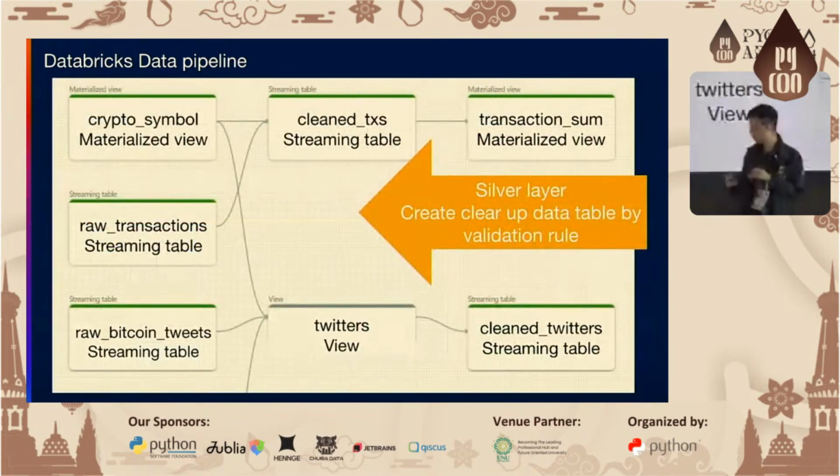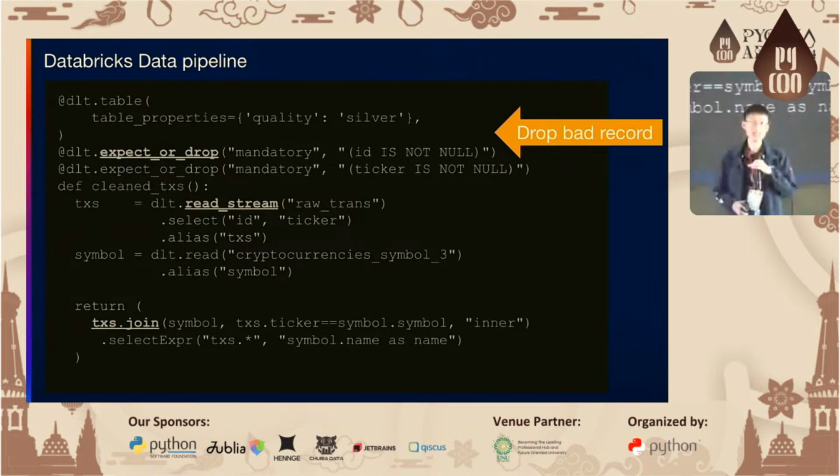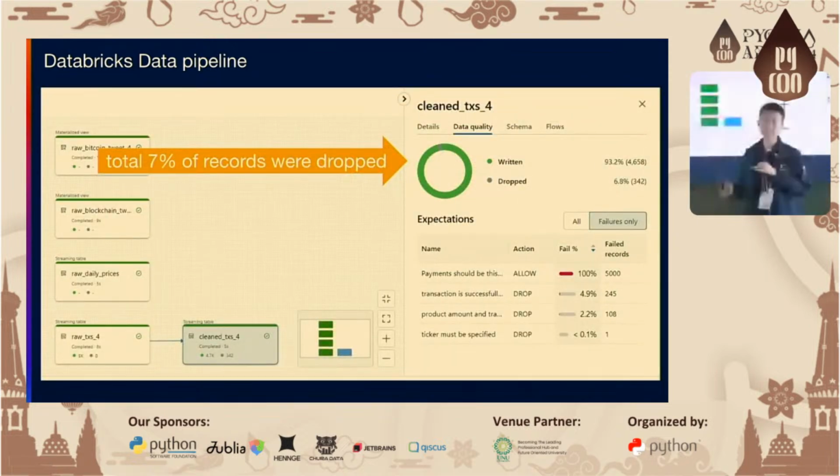Okay, next. Here, in the middle, is the silver layer. I create the schema to only store the useful information. Here, I set the rule. The rule is to drop the records without ID. Those are bad records. I don't need them anymore. After running the pipeline, Databricks helps me do everything. I can see 7% of data without ID. So it's dropped. Don't save it.